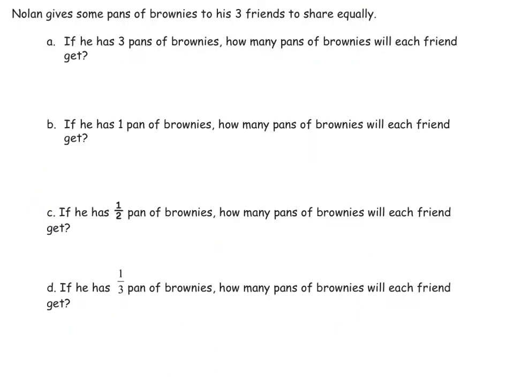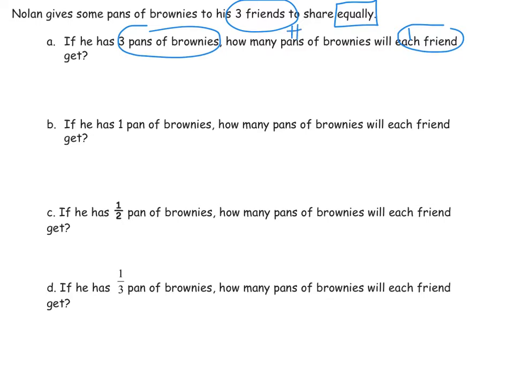Problem number 1. Nolan gives some pans of brownies to his 3 friends to share equally. Ooh, I love the word equally. And I'm sharing with 3 friends. Part A. If he has 3 pans of brownies, how many pans of brownies will one friend get?